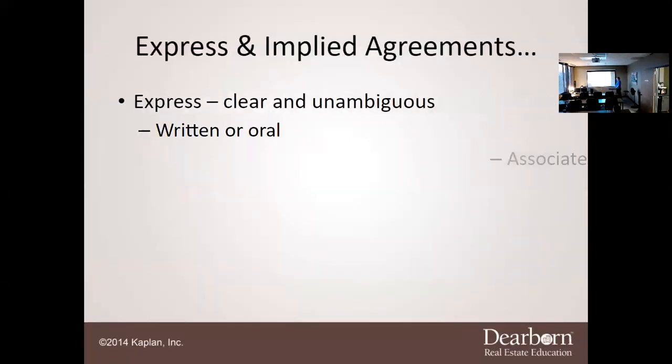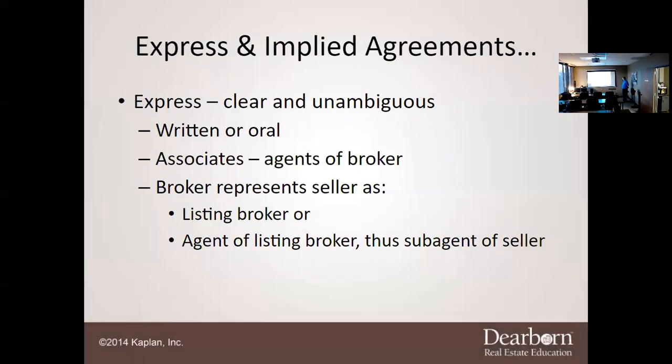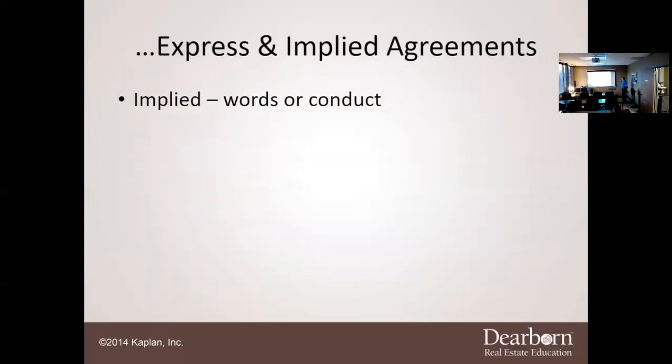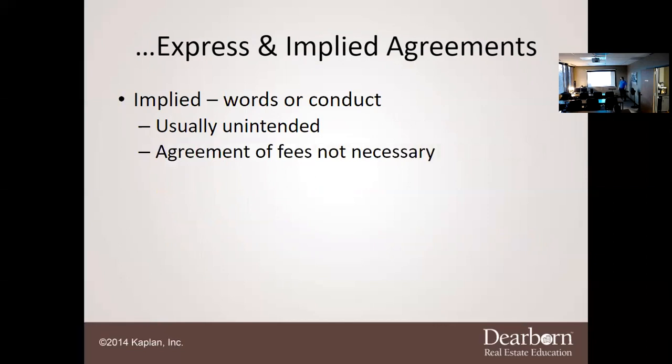Now, like we talked about again here, in regards to express and implied agreements, express contracts are clear and unambiguous. They are concise. They're clear. They are either written or oral. And the associates are going to be the agents of the broker. The broker represents the seller as a listing broker or an agent of the listing broker. Thus, they're a sub-agent of the seller. So if I'm representing a seller, I'm the listing broker. But if any of you are representing somebody on my behalf, you're an agent of the listing broker. That's why you're a real estate agent. Now, implied is words or conduct. So they're usually unintended. The agreement or fees are not going to be necessary.